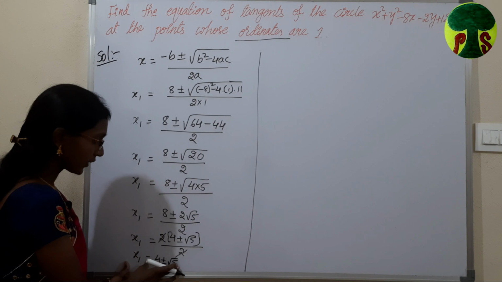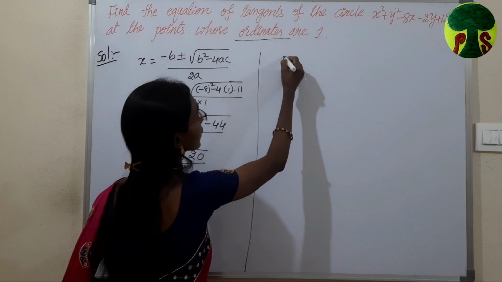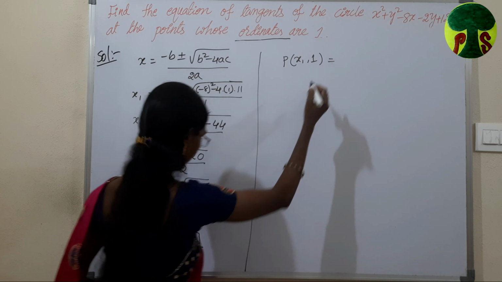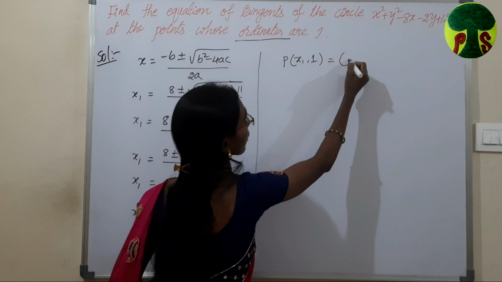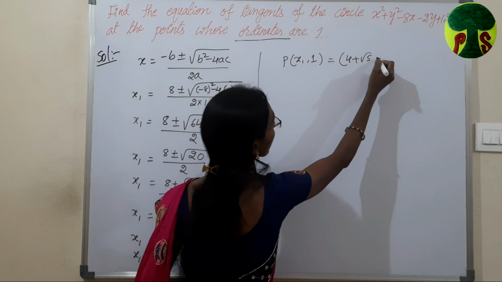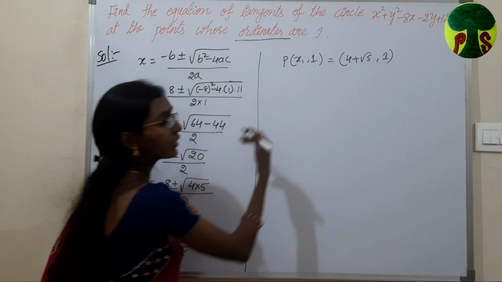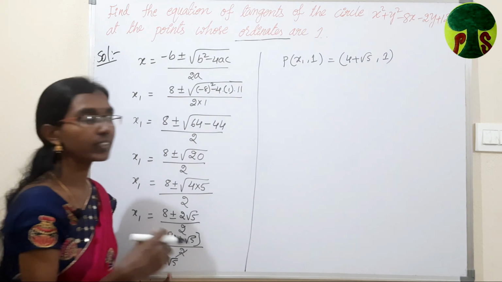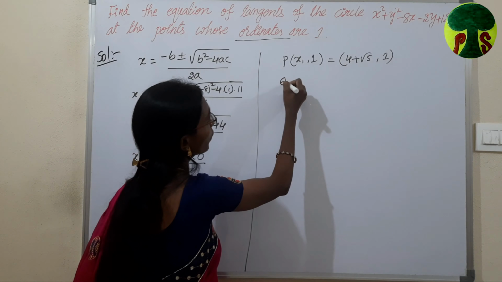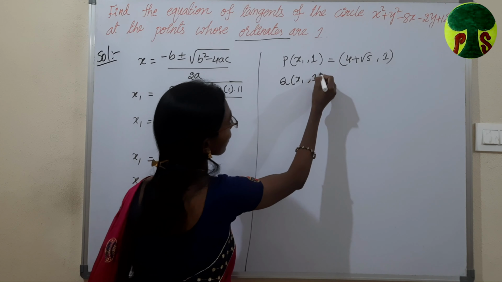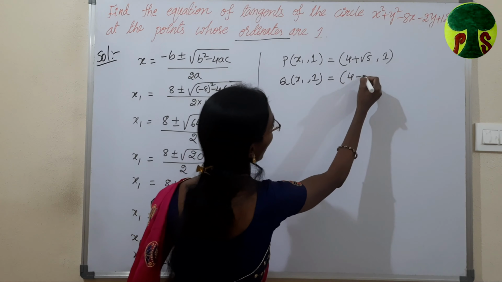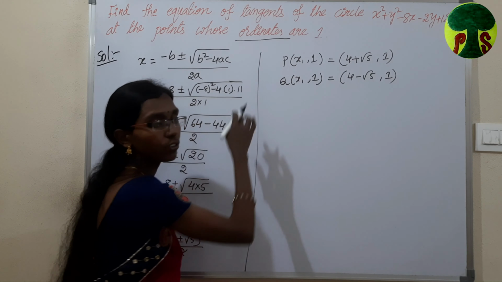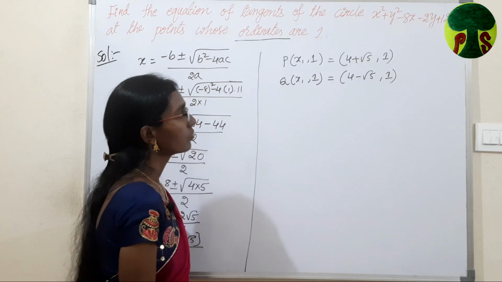Therefore, the points are, let us consider the first point P(x1, 1) as (4 plus root 5, 1). Let us consider the second point. Here we have x1 value as 4 minus root 5. I am considering that point as Q(x1, 1), which is equal to (4 minus root 5, 1). So at these two points we have to find the equation of the tangent.